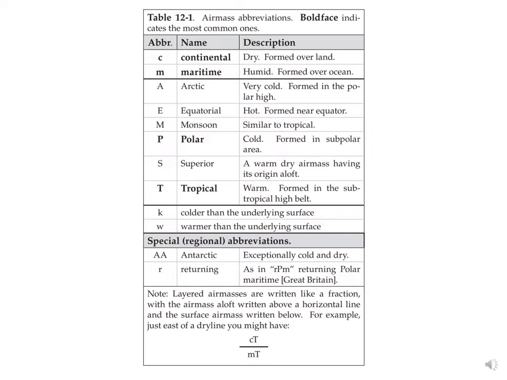And then we can also put modifiers on here, K and W. If the air mass is colder than the underlying surface, we'll put a K, and if it's warmer than the underlying surface, we could put a W. And then there are some special regional abbreviations. If it's an Antarctic air mass, it would be abbreviated as AA. And if it's a returning air mass, so we could have a polar maritime air mass that comes back to Britain, that would be a returning air mass. And we can also have layered air masses as well, if they are different air masses atop one another.